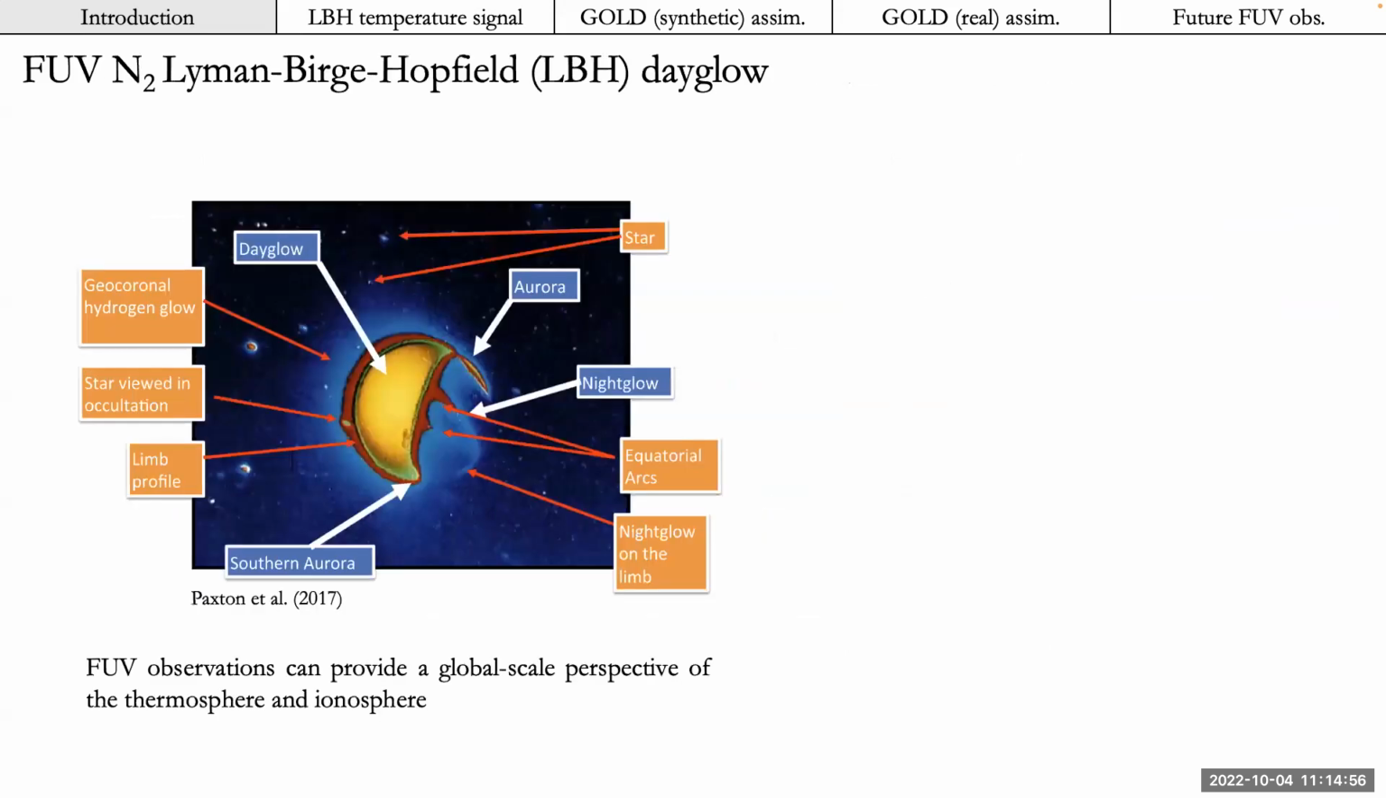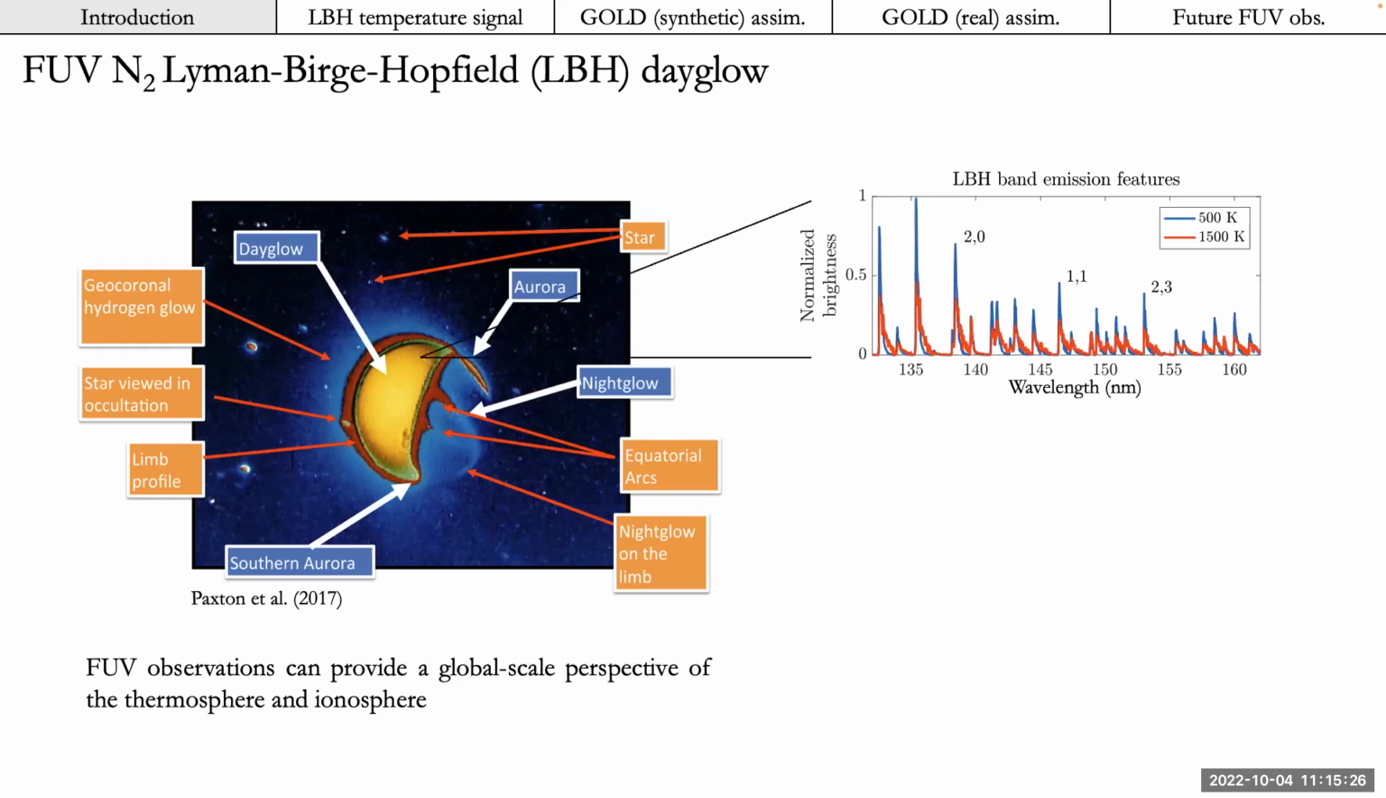So remote sensing of Earth's FUV emissions has proven to be a powerful technique to probe Earth's thermosphere. And this figure shows an early broadband FUV image taken from the moon, where you can see the major features in Earth's FUV emissions, including the aurora near the poles, as well as the night glow and day glow, where the day glow is on the left hemisphere there.